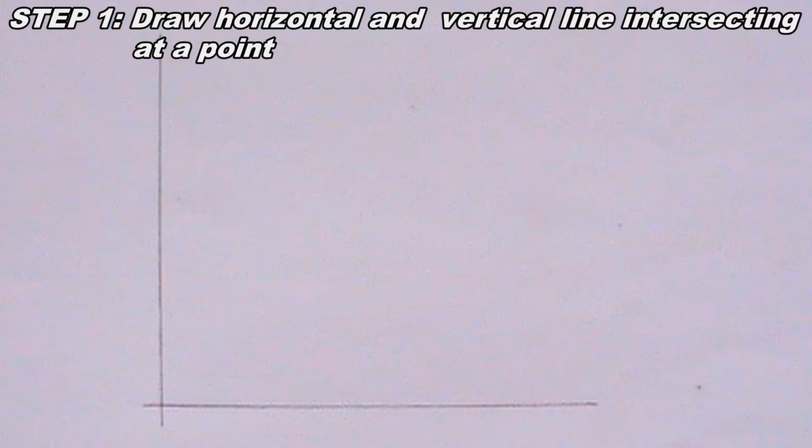To draw a rectangular hyperbola, or a hyperbola using the rectangular method, the first step is to draw a horizontal and a vertical line intersecting at a point. I have already done this step. Now I will name the point where the horizontal and vertical lines intersect O, the end of the horizontal line A, and the end of the vertical line B.